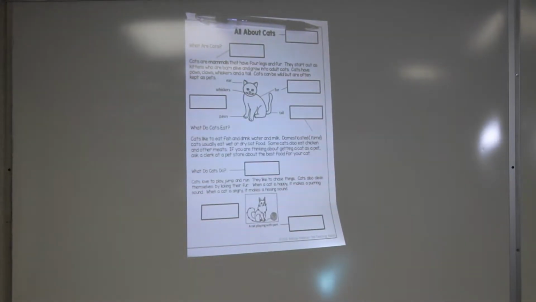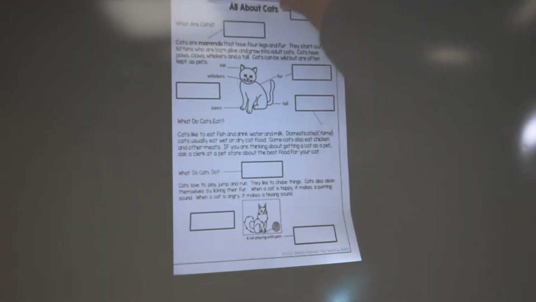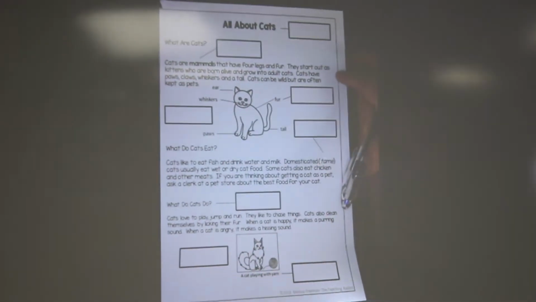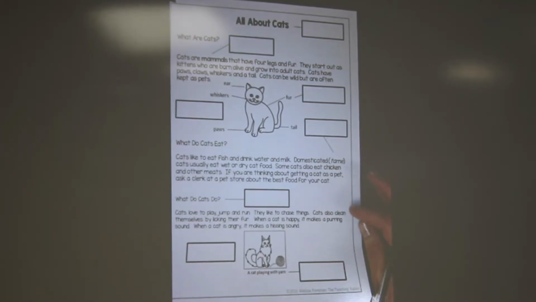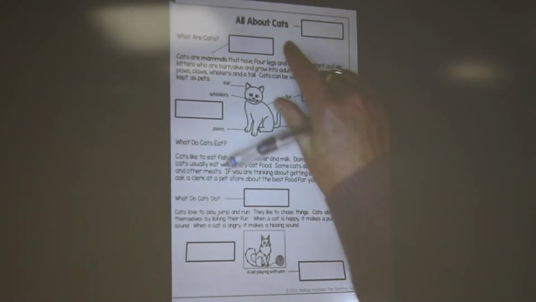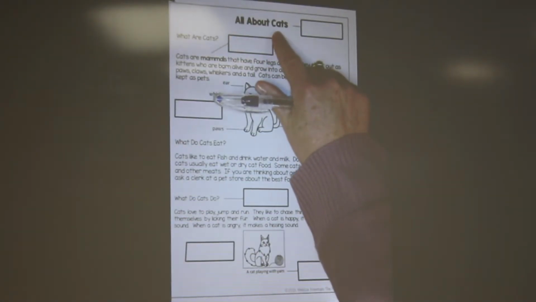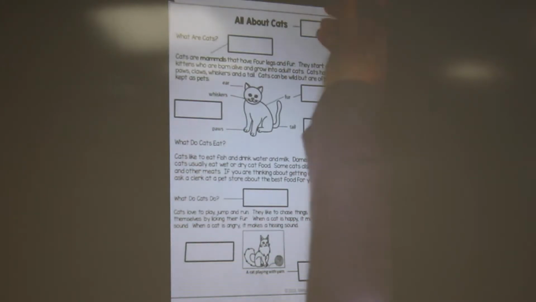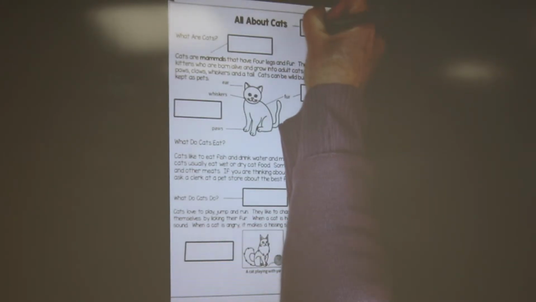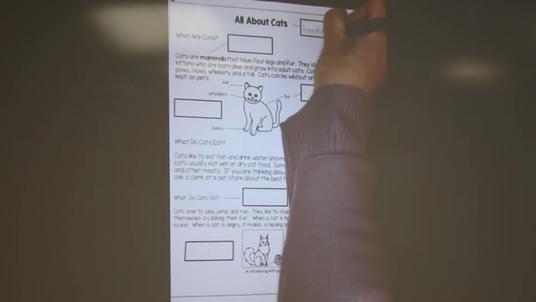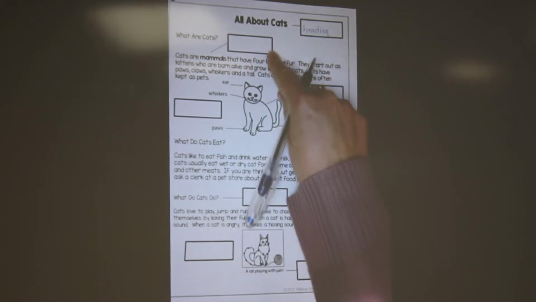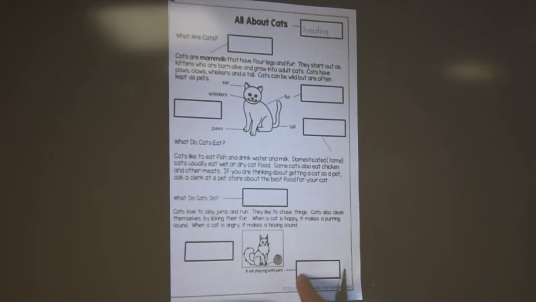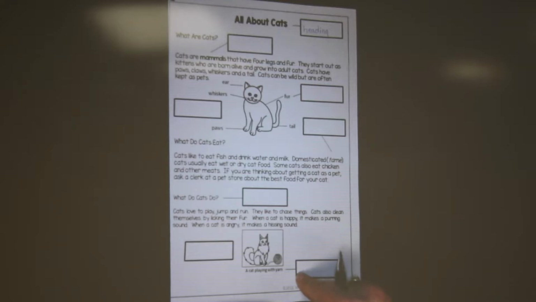If we're looking at this story about cats, this is an informational text because we're going to learn about cats. But we need to look at certain things. Right up here at the top is what we call our heading, also known as the title. So we're going to go ahead and label that heading. The heading tells us what the main thing is that we're going to read about.